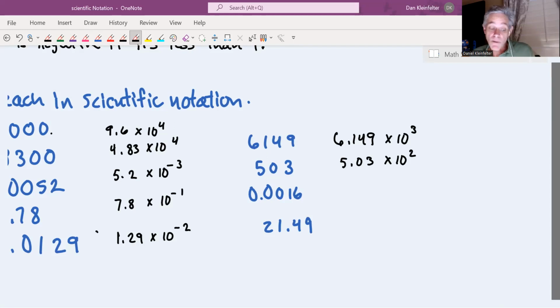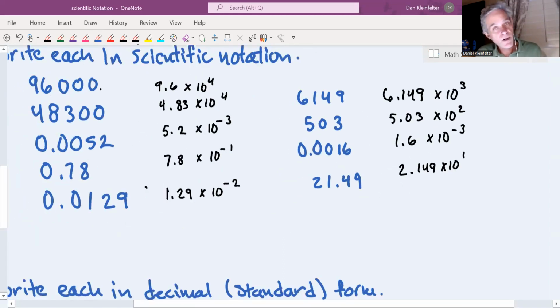0.0016, we're moving the decimal point to the right this time. 1, 2, 3 places, giving us 1.6. So that'll be 1.6 times 10 raised to the minus 3 power. 21.49 will be 2.149 times 10 raised to the first power. Okay.